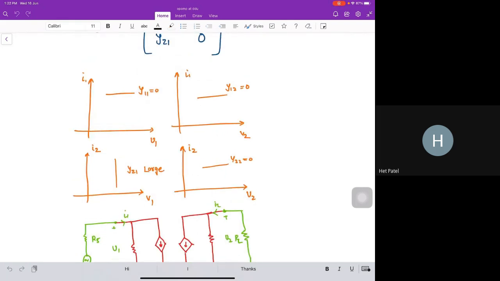I1 versus V2, Y12: I want a horizontal slope, 0. But I2 versus V1, I want a larger slope. That means the Y21 I need larger. That's why I have drawn the vertical lines. It's a larger slope, right? Steep. And I2 versus V2, the Y22 is 0, right? A horizontal slope, I don't want it, right?